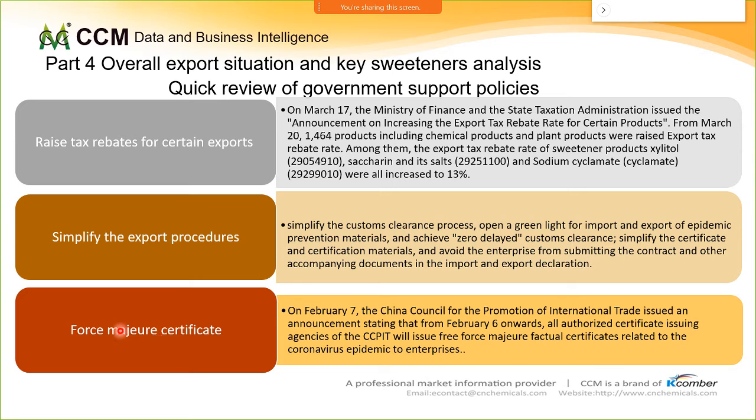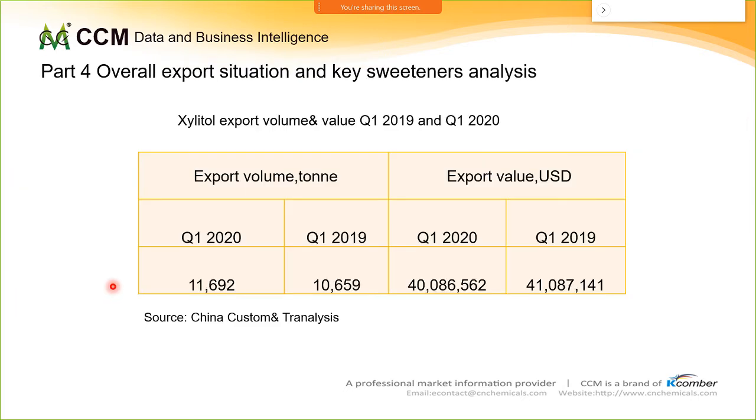Here we select xylitol to review this export situation. China is the world's major xylitol producer and exporter. In 2019, China's xylitol production was about 65,000 tons, of which the exported volume accounts for 44,000 tons, and the exports account for about 67% of the total China production.